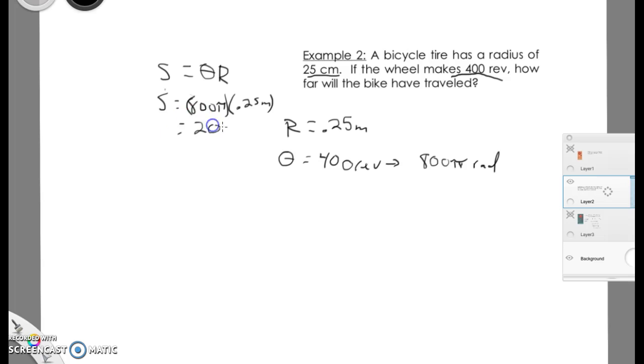So S equals 800 pi times our radius of 0.25 meters, and so we'll travel a distance of 200 pi, which is going to come out to be about 628 meters. So if you're riding a bike with 25 centimeter tires and those tires rotate 400 times, that means you've gone a distance of 628 meters.